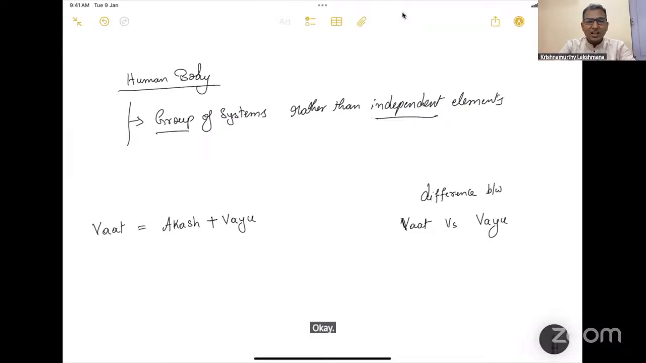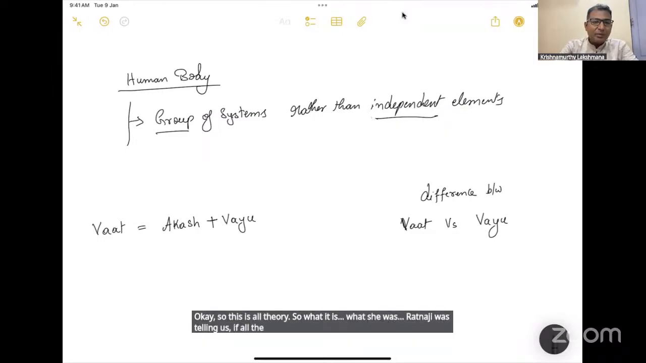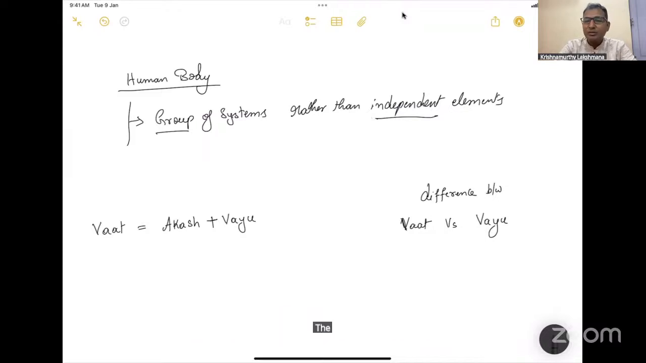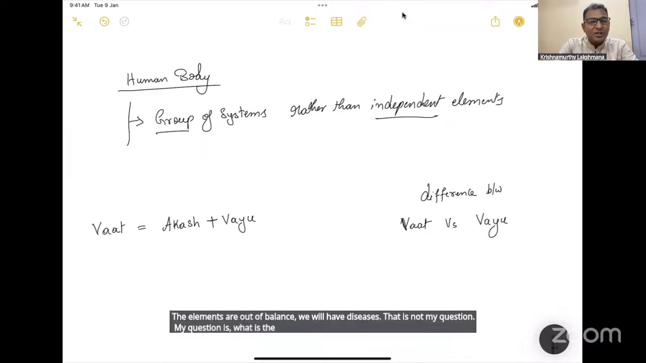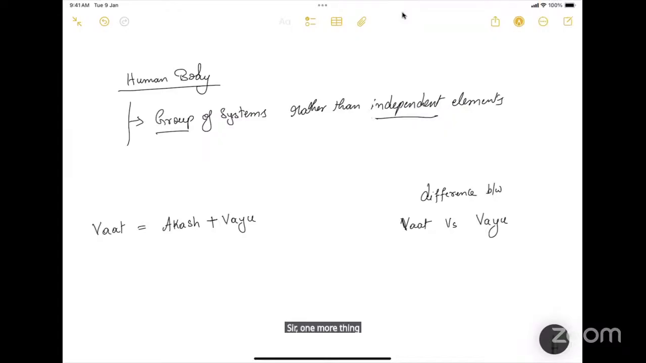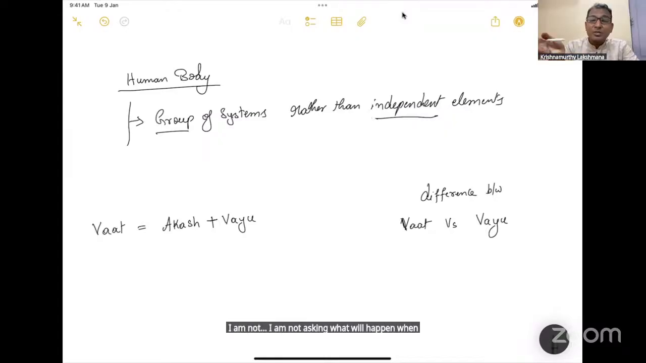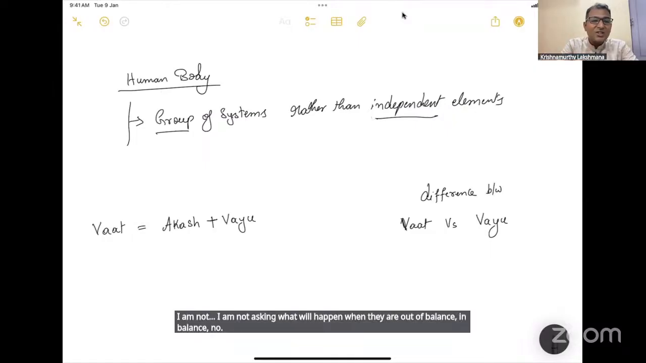Okay, so this is all theory. What Ratnaji was telling is, if all the elements are in balance, we will have a healthy body. If the elements are out of balance, we will have diseases. That is not my question. My question is, what is the difference between Vayu and Vat? One more thing. I am not asking what will happen when they are out of balance. No, that is not my question.